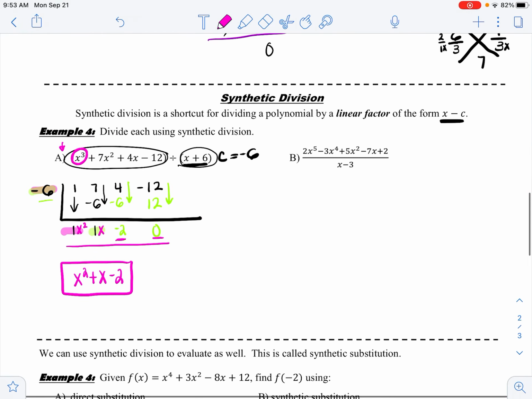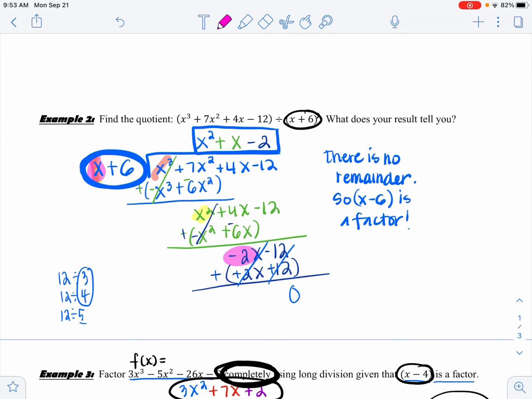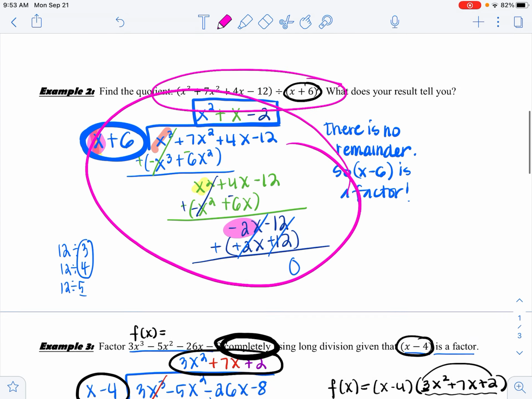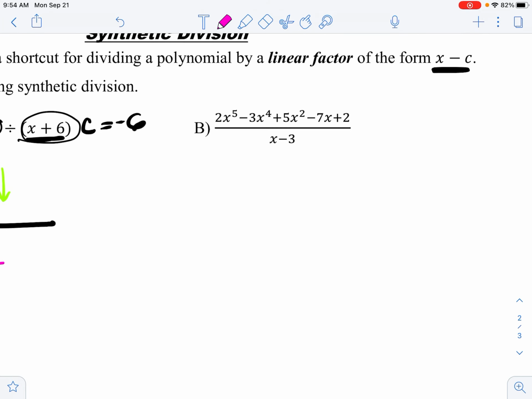Now if you rewind, we already did this problem. Where are you? Right here. Right, we divided by x plus 6. We did it right here. Look at the work here compared to the work we just did. So much easier to use synthetic division if you can. All right, here's our next one.